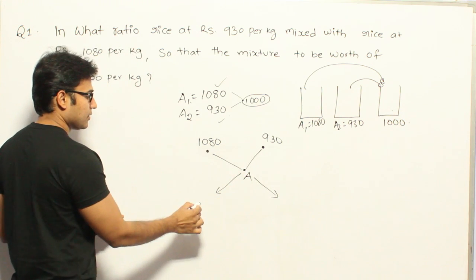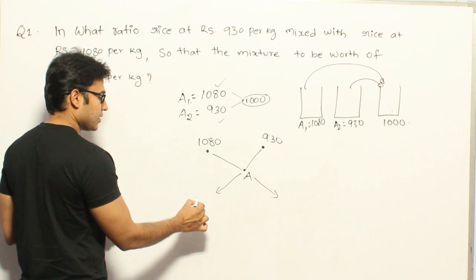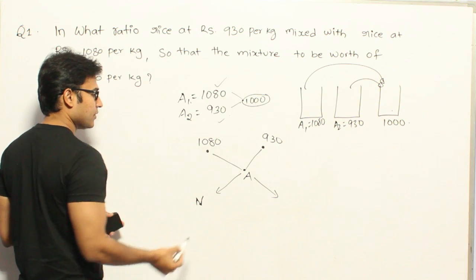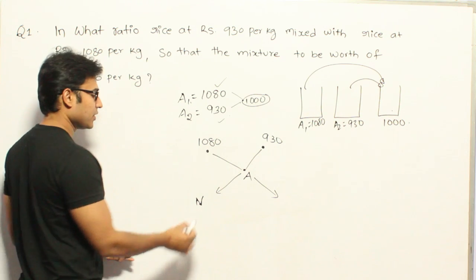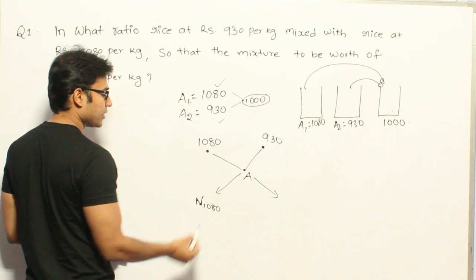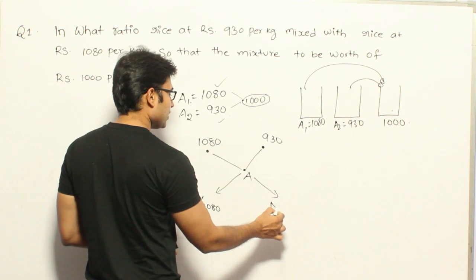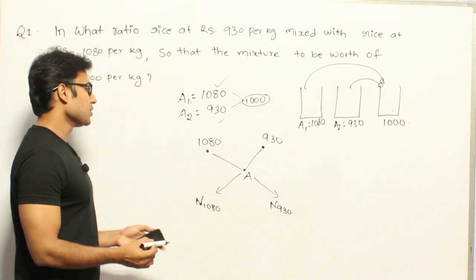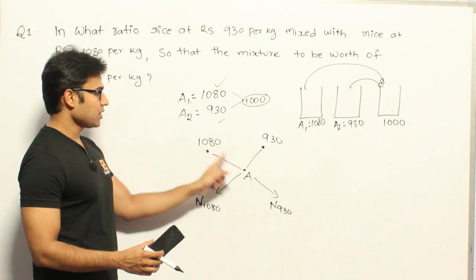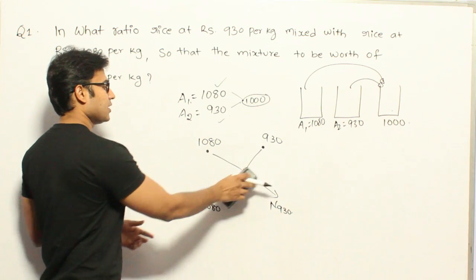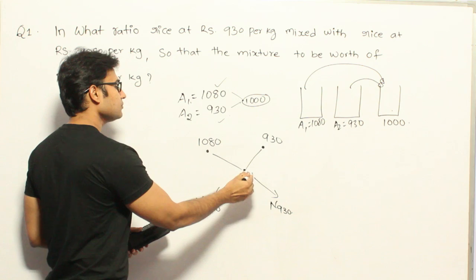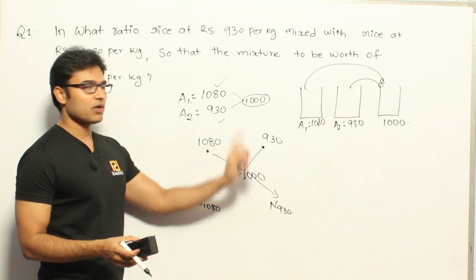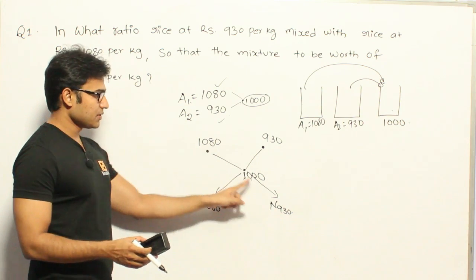Now, let us say this side represents the rice with cost 1080, so let me call it N1080, right? This is the amount. And this one represents the rice with cost 930, so let me write it there. Now what I do is, I'll take the difference of these two and the difference of these two and write them here. So let me write 1000 here. Okay, so what is it? Higher value, the average of the mixture, and the lower average. Now you take this difference and you write it there.